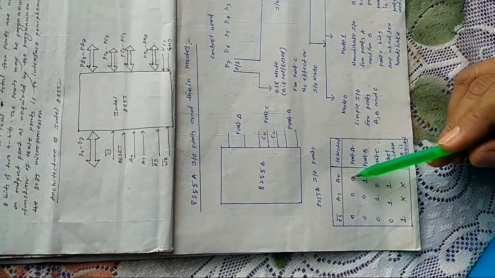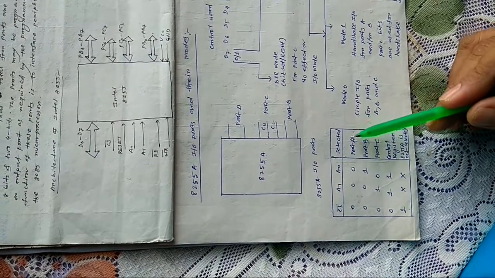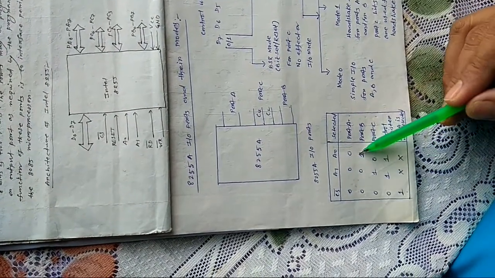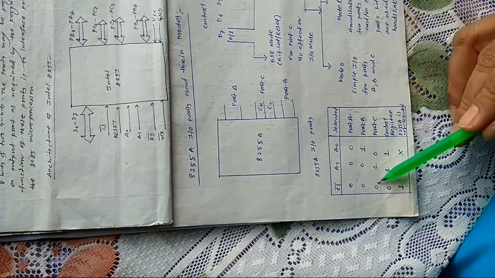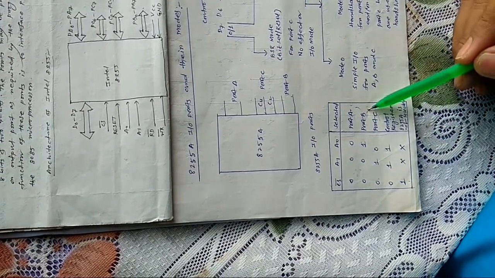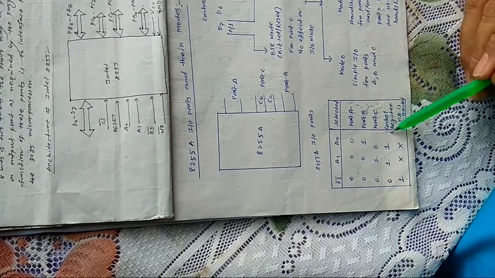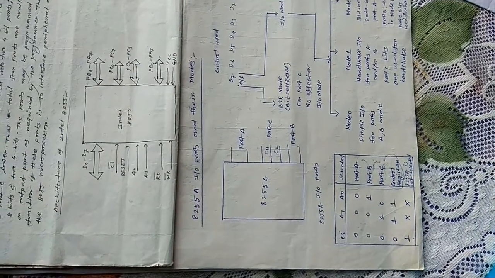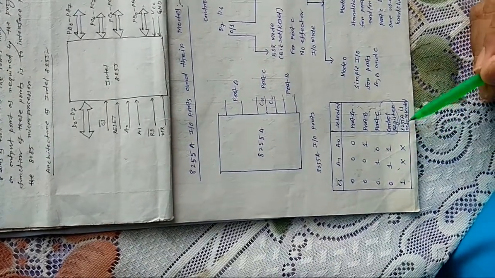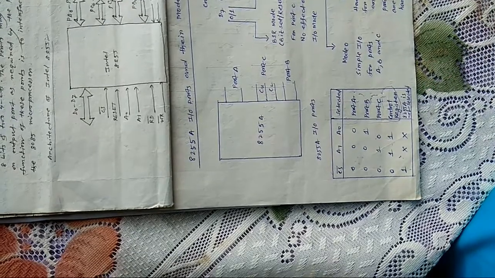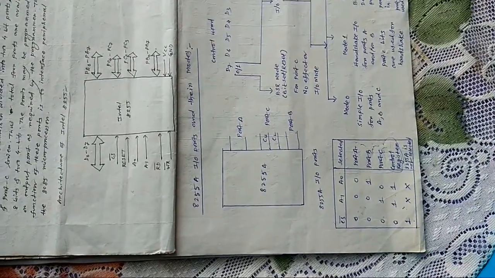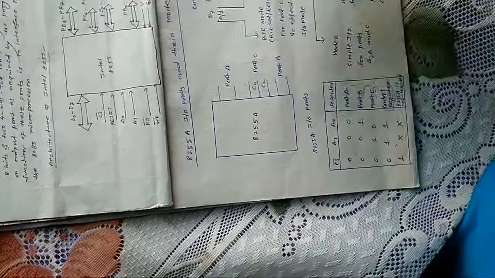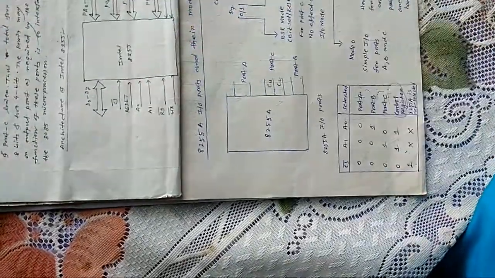So when all are 0, that will select port A. 0 0 1 will select port B, 0 1 0 will select port C, and 0 1 1 will select the control register. Okay, and when chip select bar is 1, that means 8255 is not selected, it will not work, because chip select is an active low signal. So when it is 0, this time the 8255 will work, otherwise it will not work.